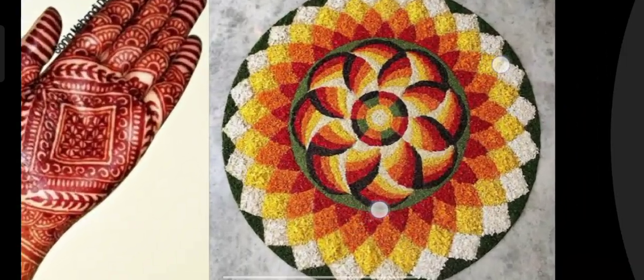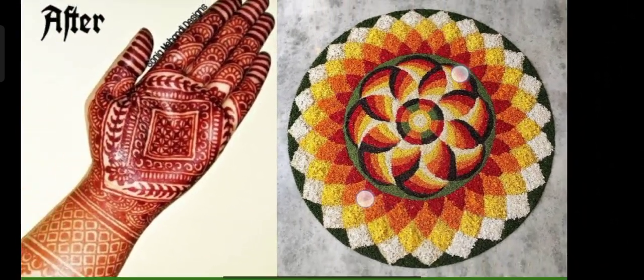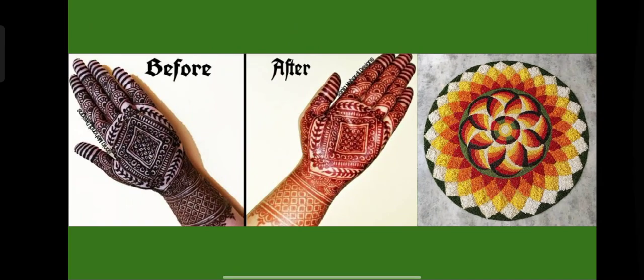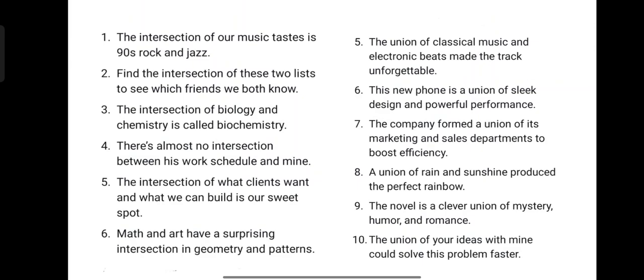Similarly, this is a pookalam. For Onam we Indians, otherwise Keralites, use this, and it is the union of many flowers. Many flowers are represented in different patterns, so it is the union of many flowers. Here there are some words which we can understand, the words intersection as well as union.